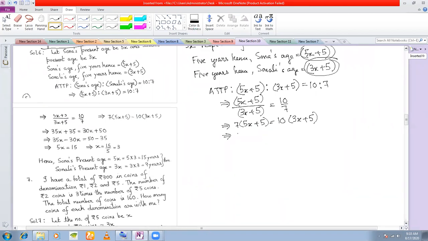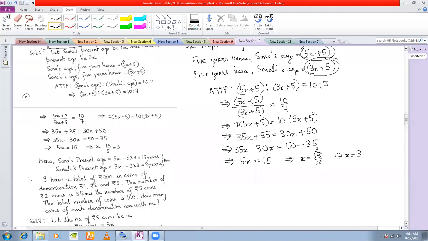Simplify. Plus 7 into plus 5x is plus 35x. Plus 7 into plus 5 is 35. Plus 10 into plus 3x is 30x. Plus 10 into plus 5 is 50. Now take all the x's on one side. 30x comes from the right hand side to the left hand side, so it becomes negative. And 35 moves from the left hand side to the right hand side. So 35x minus 30x is 5x, and 50 minus 35 is 15. You get x is equal to 15 by 5. That means x must be equal to 3.